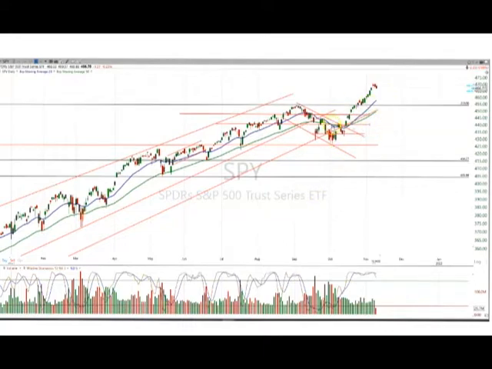So these are the patterns that we're looking at that we use when we put on swing trades. And in this case, I was very bullish on it. 70% of the time this is going to work. And sure enough, off it went. It went up 9% from our entry level.